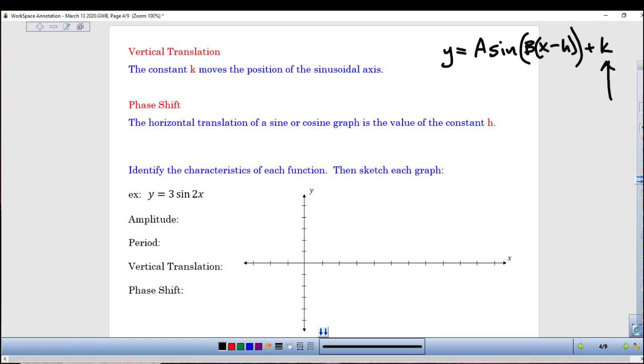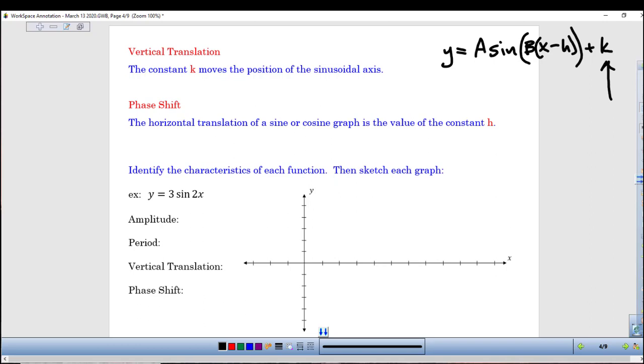We call this the sinusoidal axis. That's the line that the graph bounces up and down, above and below, and on our parent graph that is the x-axis. So that's the sinusoidal axis. Well, that zero line, that central line, can be moved up or down by adding or subtracting a number k to the equation.